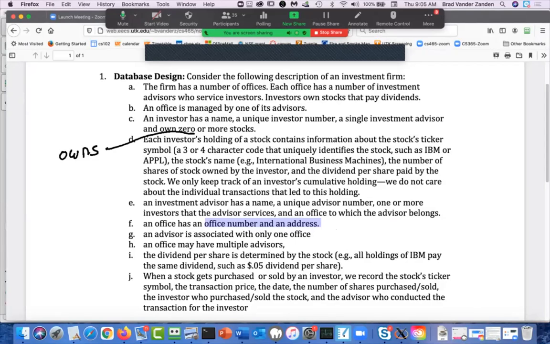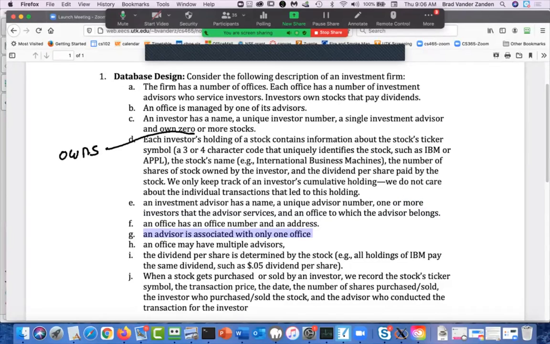Okay, so then we move on to G. An advisor is associated with only one office. So that is actually just reinforcing this statement here, an office to which the advisor belongs. I'd already inferred that when it said an office to which the advisor belongs, that an advisor could belong to only one office, but G makes that assumption absolutely explicit, that it's exactly one office participates in this relationship.